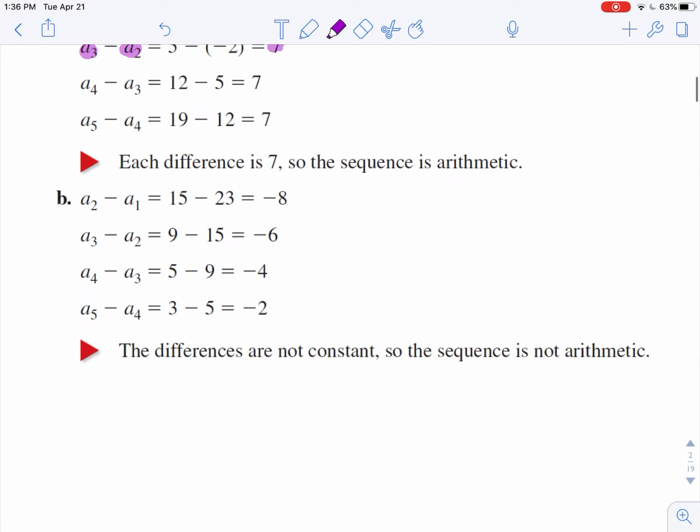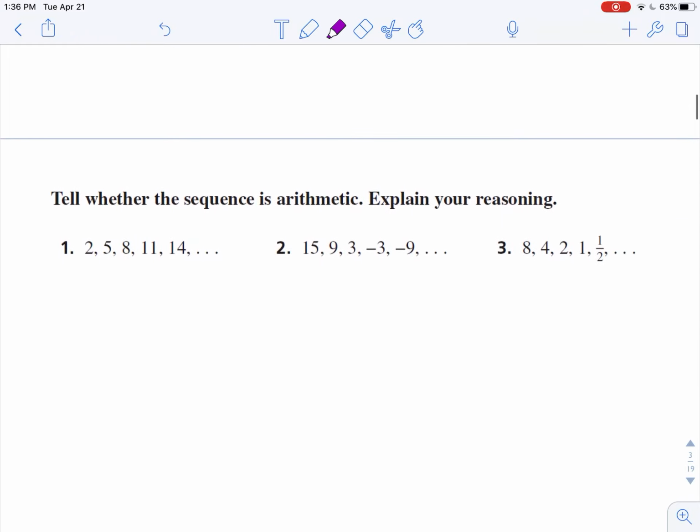Okay, so let's see if we can take a look at a couple of problems here. It says tell whether each sequence is arithmetic, explain your reasoning. So for me, this would be a great time for you to press pause if you want. Press pause and see if you can tell whether these are or not. I'm going to continue to work them. So if you don't want to see my work, go ahead and press pause and see if you can figure this out.